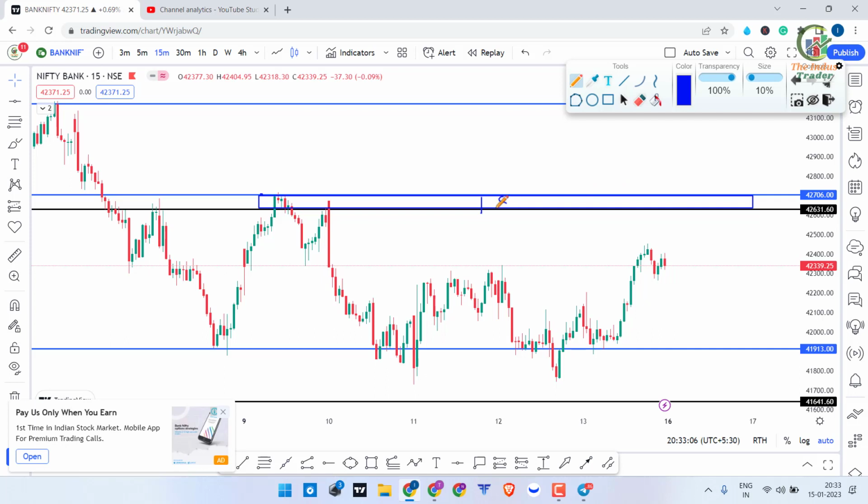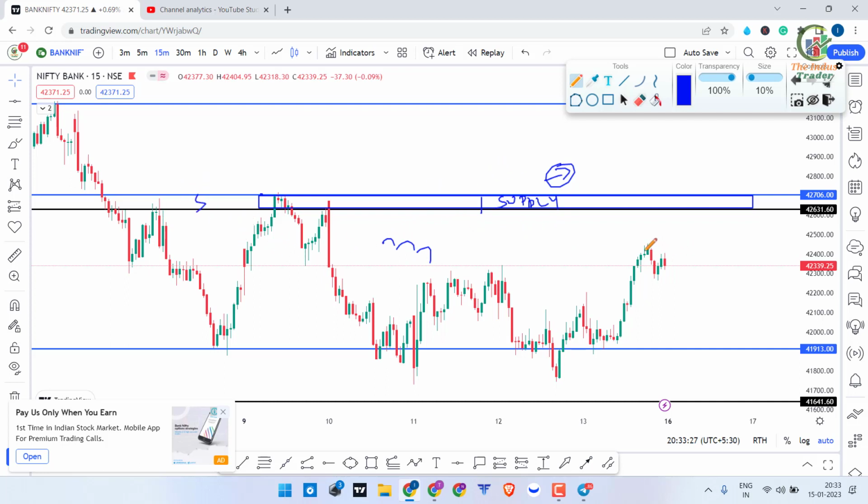So we can say this is a supply zone, and we will have a separate dedicated video on support and resistance. We will cover it one after the other, so no need to worry. Let me complete it in serial so that you understand better. So this is a supply zone.